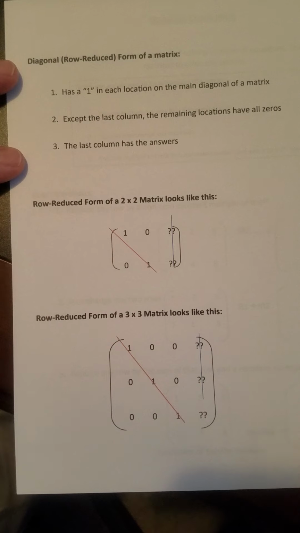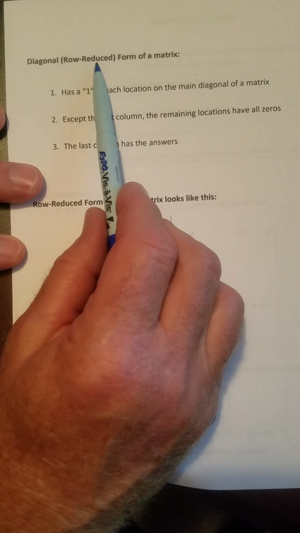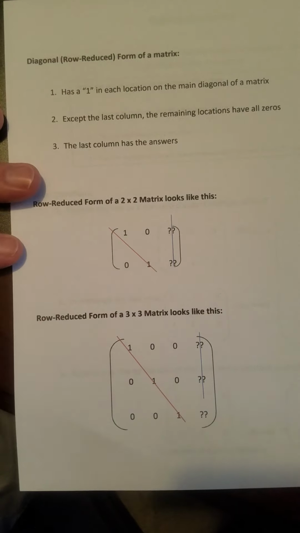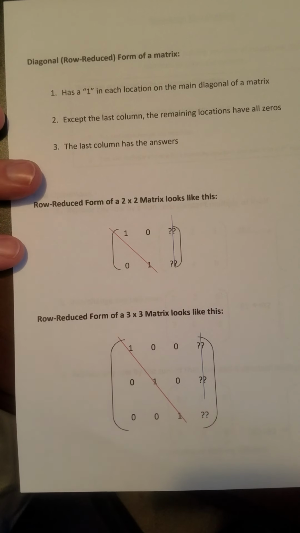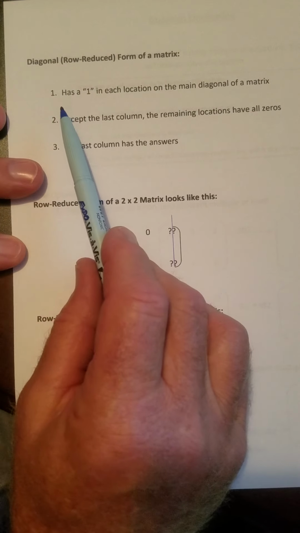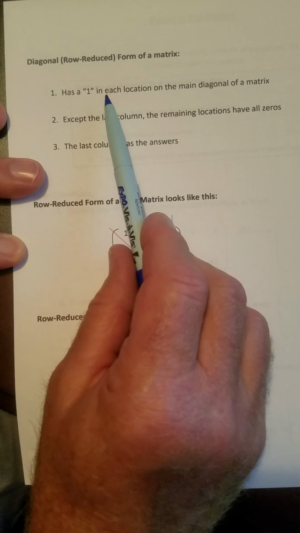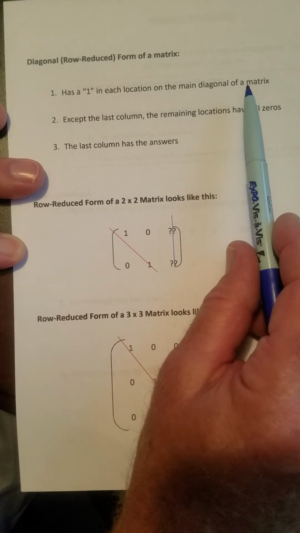Now we want to talk about taking these matrices, that's plural, and putting them into what I call row reduced form. This book calls it diagonal form. It really doesn't matter. Now, what does that mean, row reduced form? Well, that means it has a 1 in each location on the main diagonal of the matrix.